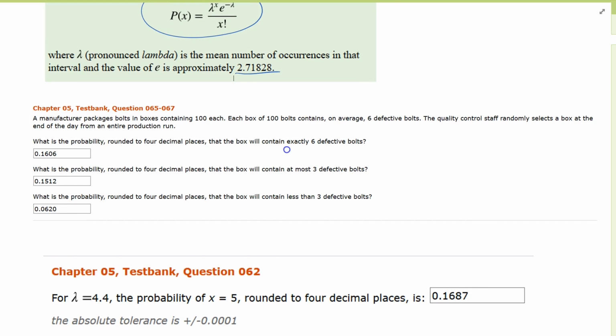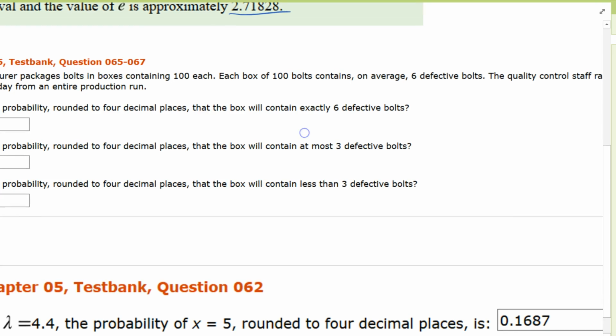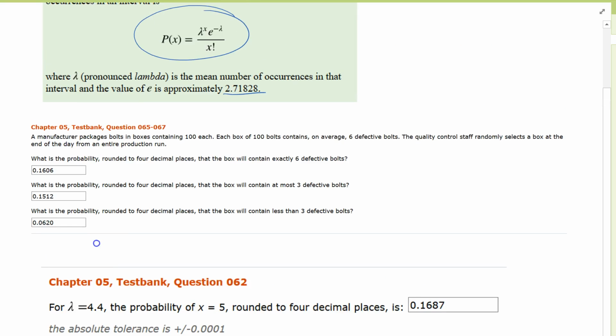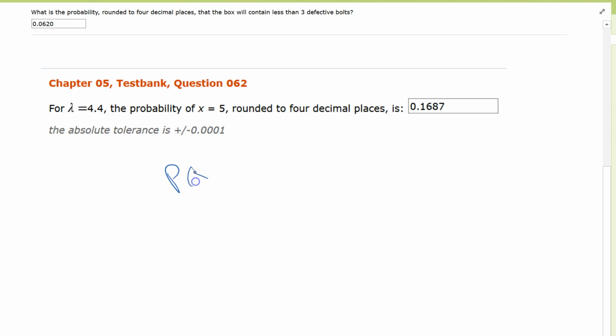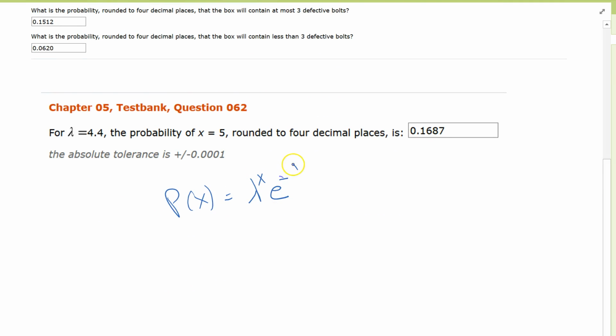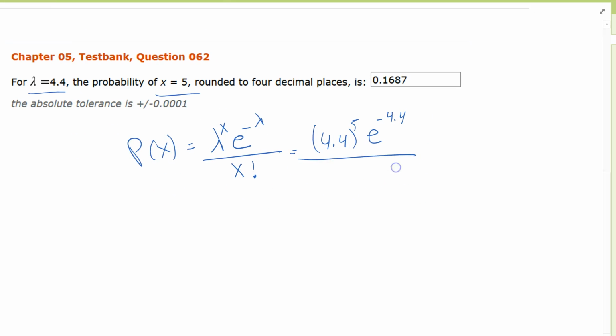So the first question, I think question 5 on your quiz, is just apply the formula here. So the probability of an x value is going to be lambda to the x power times e to the minus lambda over x factorial. In this case, x is 5, lambda is 4.4, so we put 4.4 to the 5th power times e to the minus 4.4 divided by 5 factorial.